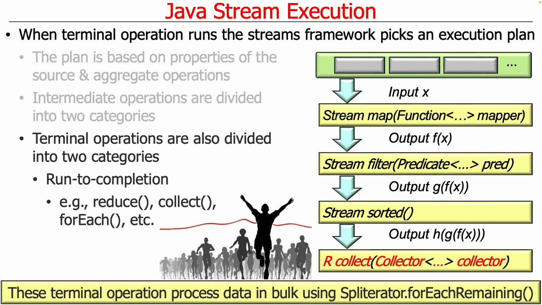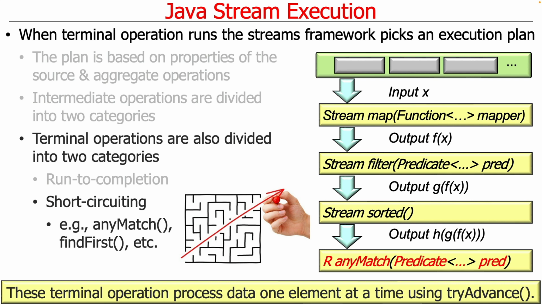Run-to-completion stuff uses forEachRemaining. Short-circuiting uses tryAdvance because they have to be more fine-grained in how they want to handle the bailing out because of the short-circuiting semantics. So that gives you a quick overview of how the execution plan is picked.